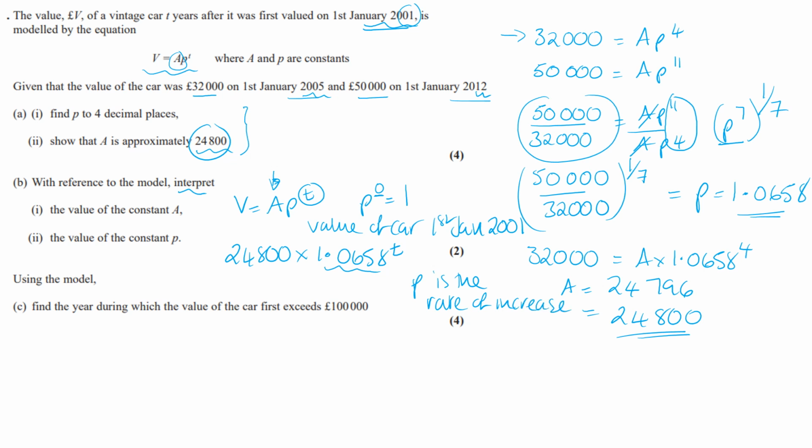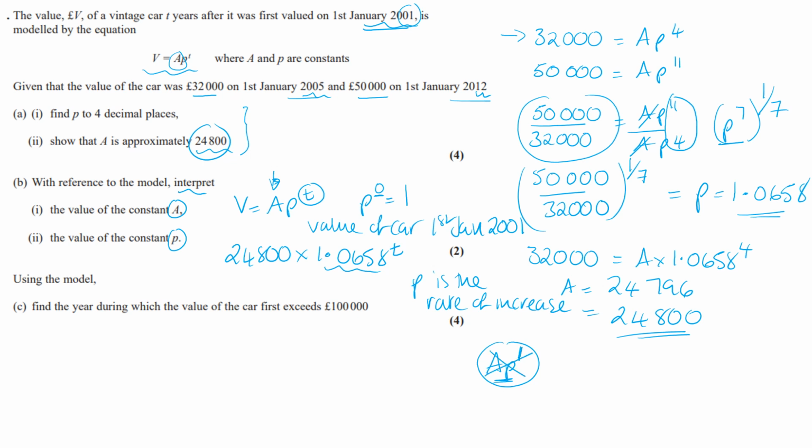Now, I saw a question the other day that said instead of interpreting just a and p singularly, interpret the constant ap, the two of them times together. And if you think, there's no power on the t because t is 1, so interpreting the constant ap, the two of them multiplied together, that's the value of the car after 1 year. That was something that caught a few of my students out. They didn't realize that t was just going to be 1.